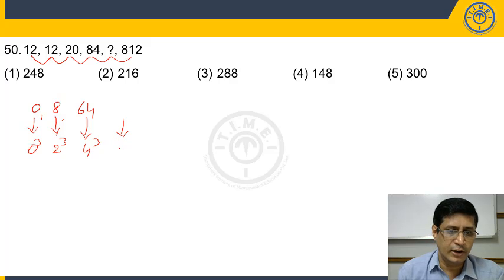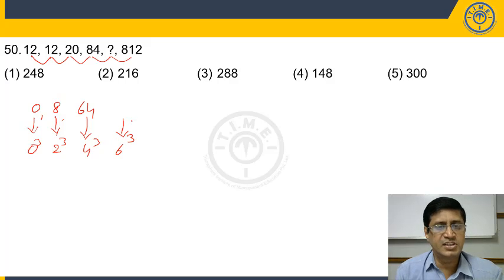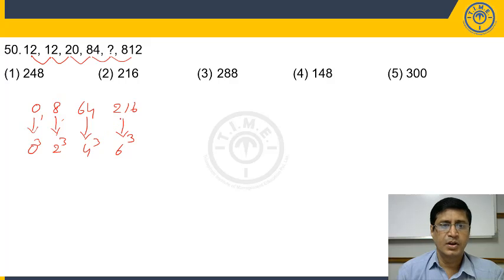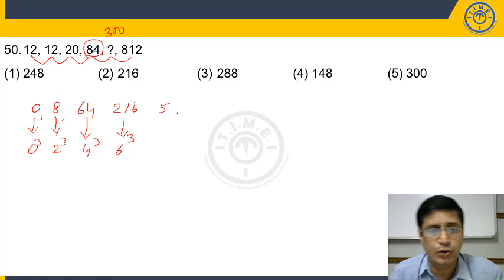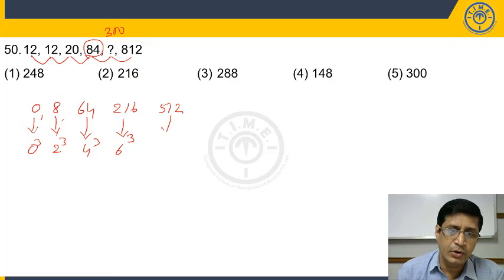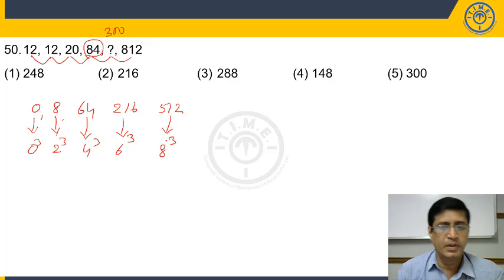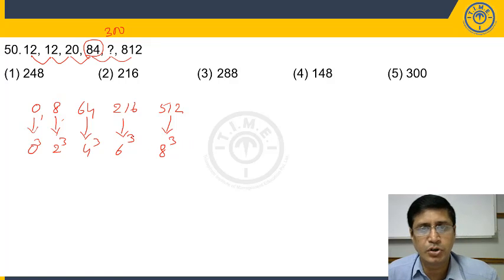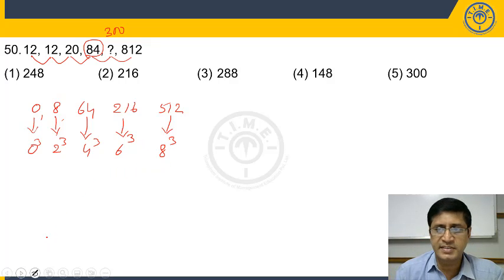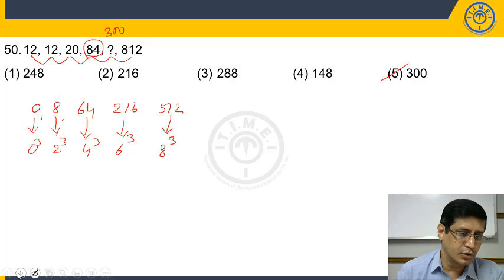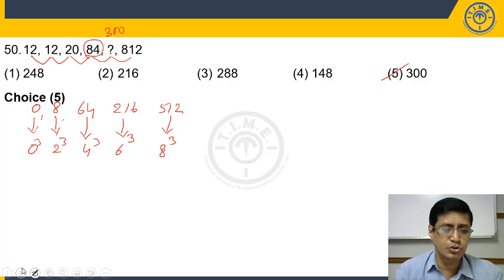What is the next value? It is 6 cube. 6 cube is 216. 216 plus 84, that is 300. 300 and 812, the difference is 512. 512 means it is 8 cube. So it is following a pattern of 0 cube, 2 cube, 4 cube, 6 cube, 8 cube. So the right choice is option number 5. The fifth choice is the answer for this question.